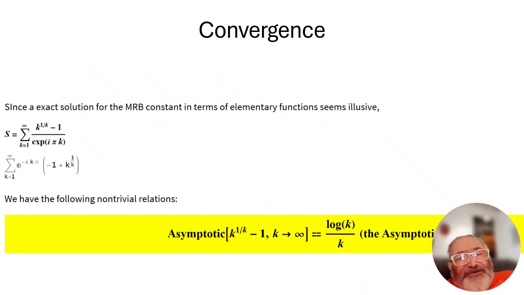Since an exact solution for the MRB constant in terms of elementary functions seems elusive, let S equal the MRB constant, equal to the sum from k equals 1 to infinity of (k^(1/k) - 1) over exp(i pi k). Then we have the following non-trivial relation. As k goes to infinity, the asymptotic term of k^(1/k) - 1 equals log k over k.